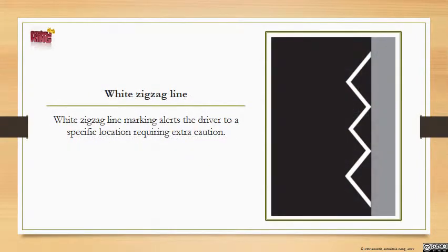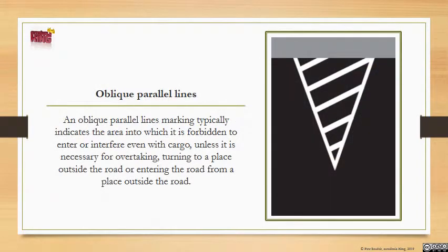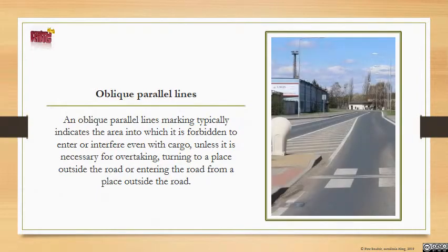A white zigzag line marking alerts the driver to a specific location requiring extra caution. An oblique parallel lines marking typically indicates the area into which it is forbidden to enter or interfere even with cargo, unless it is necessary for overtaking, turning to a place outside the road or entering the road from a place outside the road.